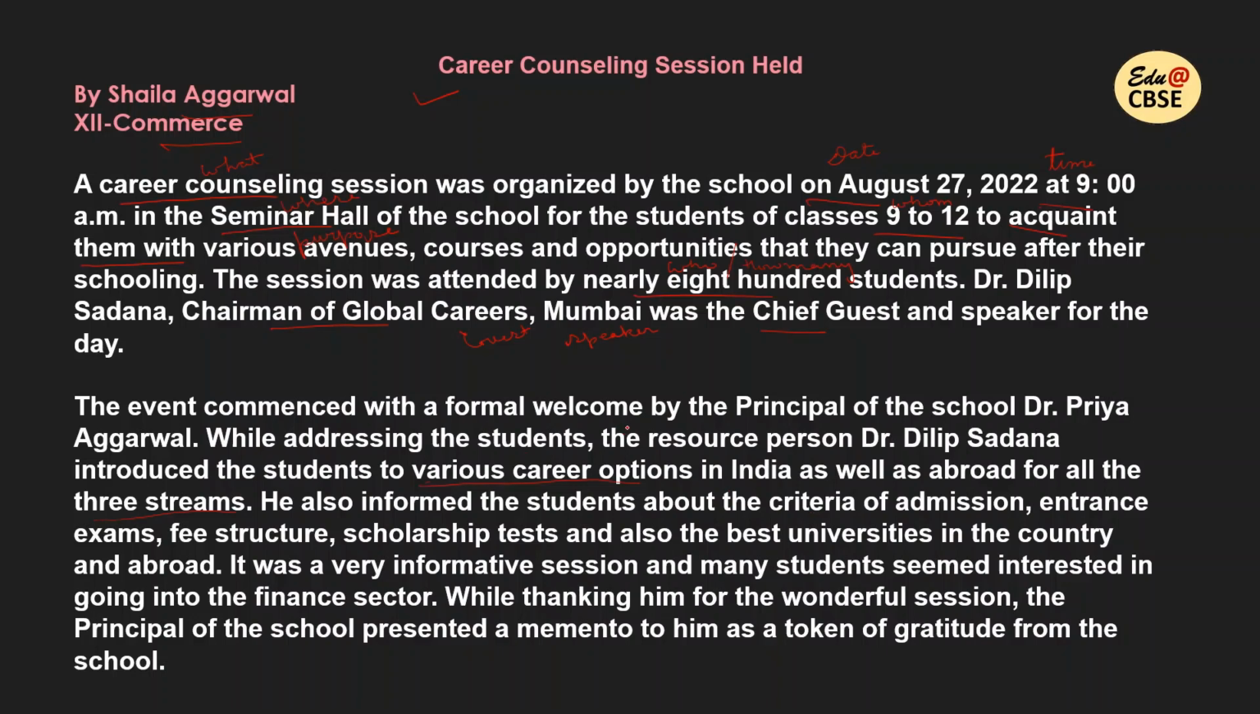So what is important in career counseling? That point you have to write here. You have to be brief because 120 to 150 is the word limit, so there is no need to write any details. So he talked about the criteria of admission. Then he talked about the entrance exams. He talked about the fee structures, scholarship tests, and also about the best universities. So simply write like this, there's no need to give details of each and every point. The best universities in the country and abroad. It was a very informative session.